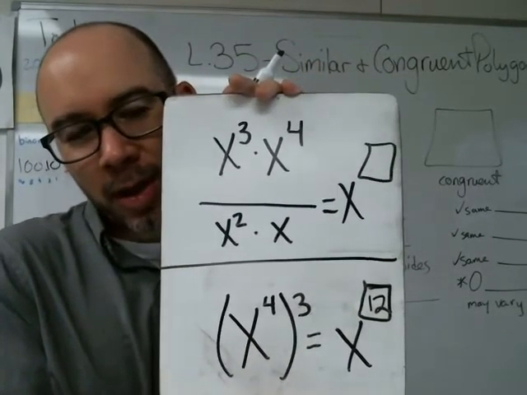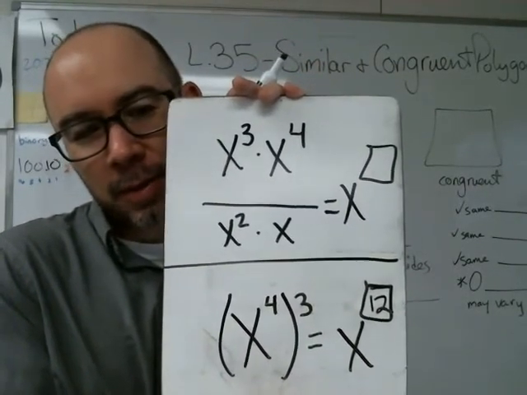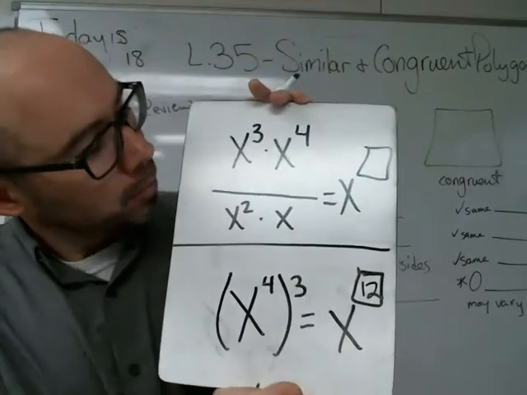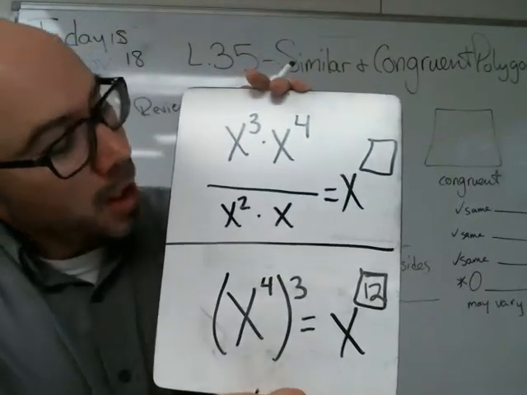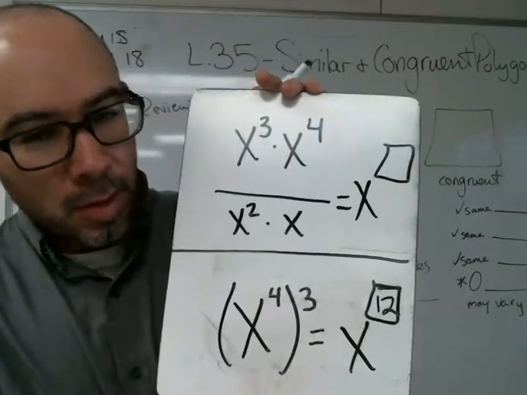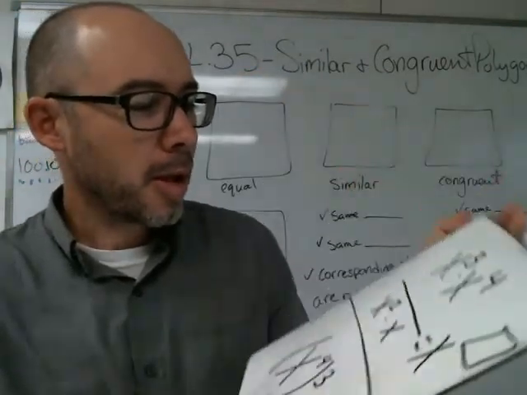Okay, Meridel, what's going on the top? 7 minus 3, yes. 4. Good. x to the 4th. Okay.